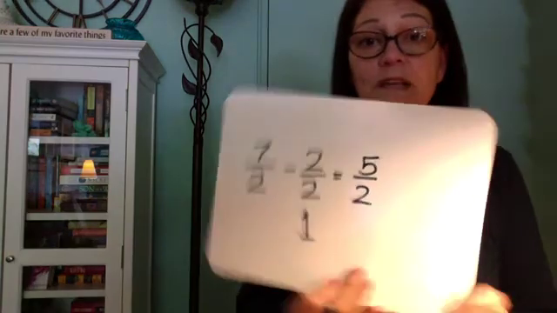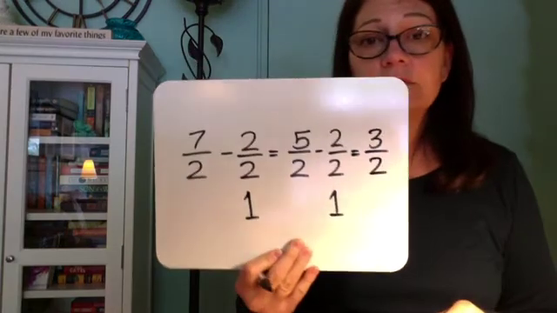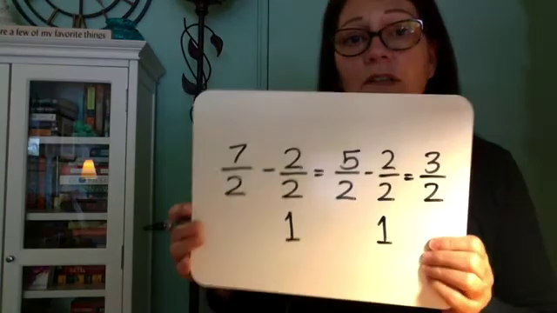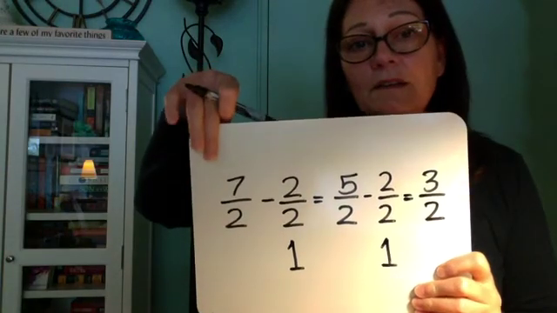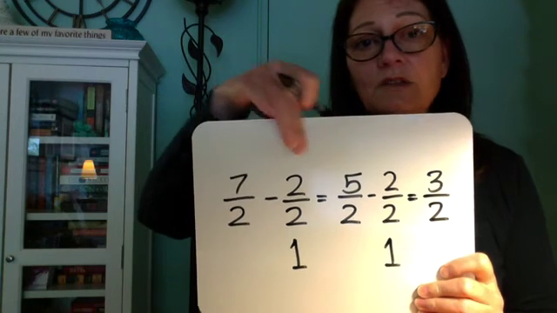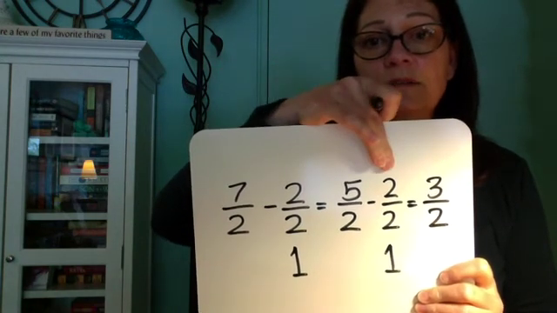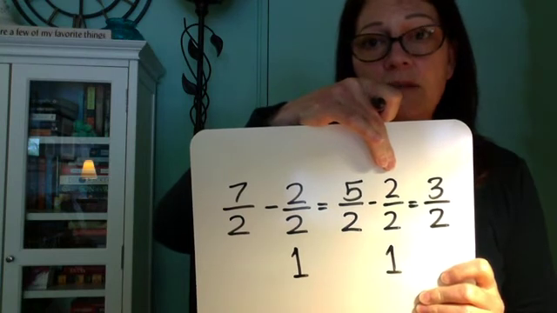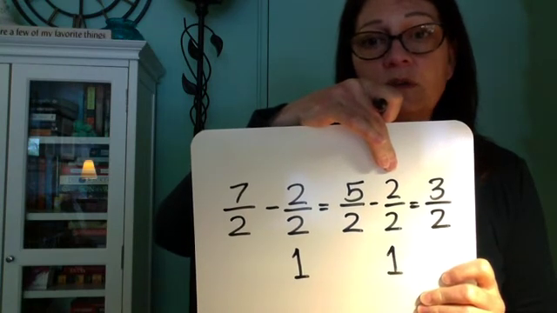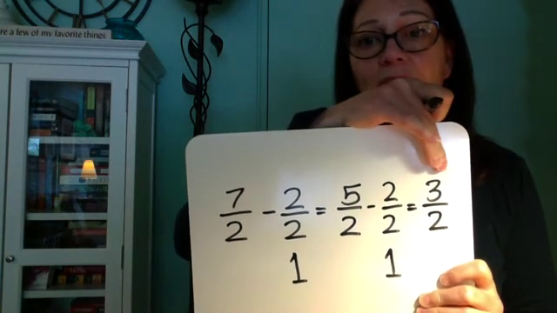Right? So I take out another 2 halves. That's another 1. Equals 3 halves, right? Take a look. 7 halves. I took out 1. I have 5 halves left. I took out another 1. 2 out of 2 is 1. 1 whole. 2 halves is 1 whole. Now I still have 3 halves.